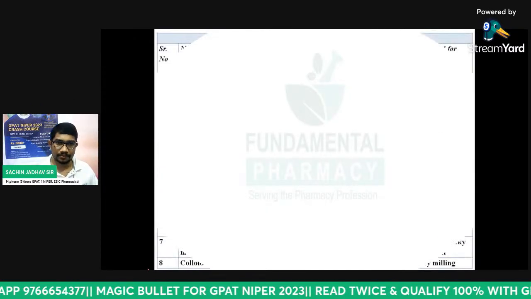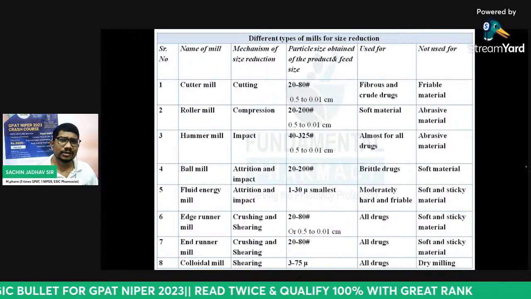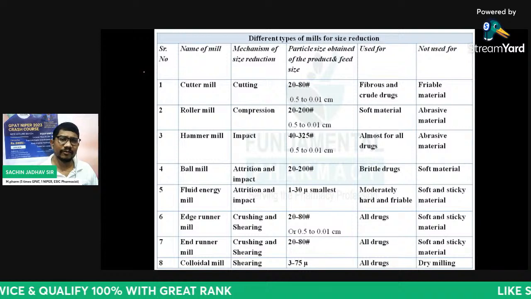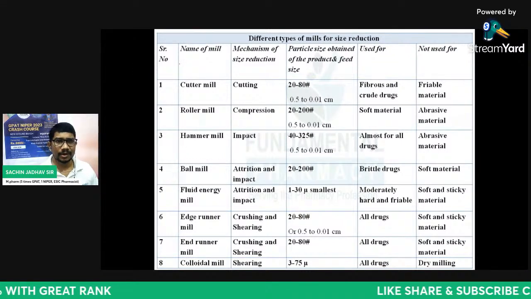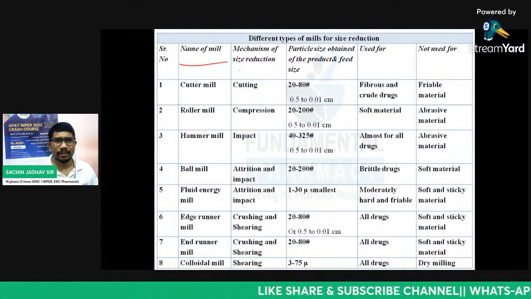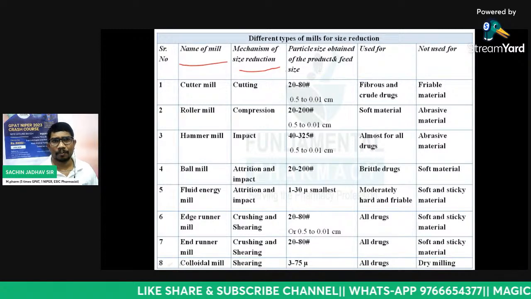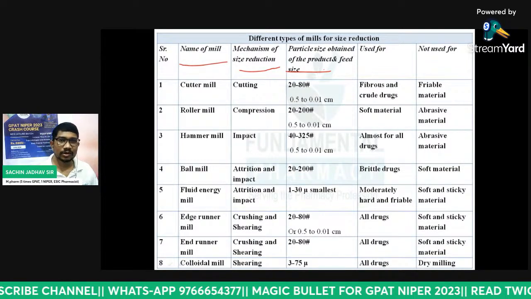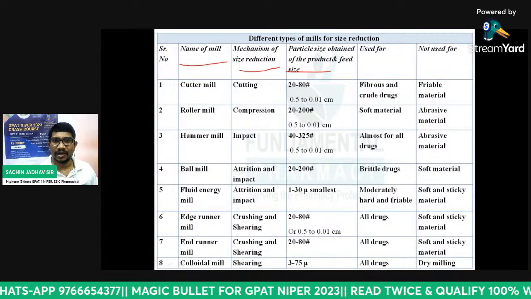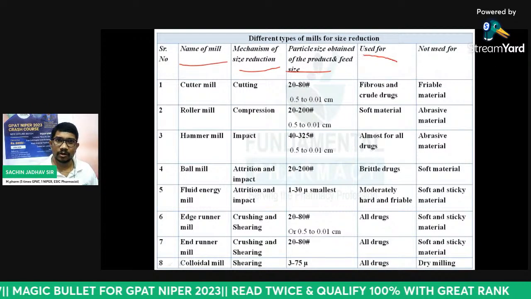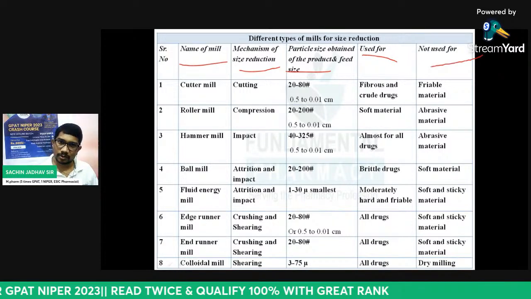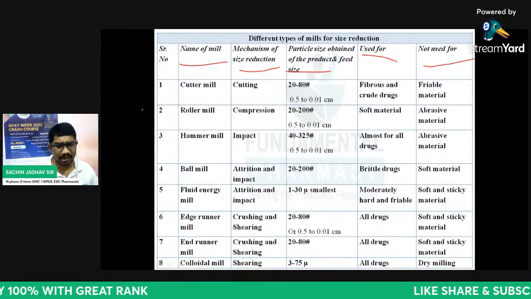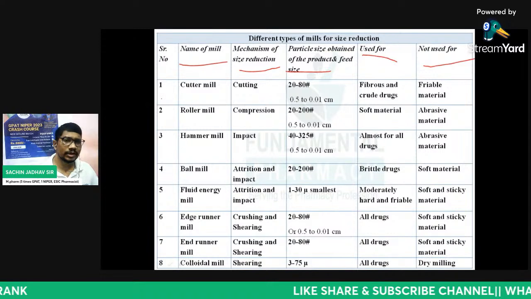Now next, we'll see different types of mills for size reduction. This is a comparative table, a very important table for your upcoming GPAT, NIPER, DI, Pharmacist exams. It lists the name of the mill, mechanism of size reduction, particle size obtained, feed size, and what the mill is suitable for and not suitable for. It is a very simple table, and many times questions have already been asked from it.